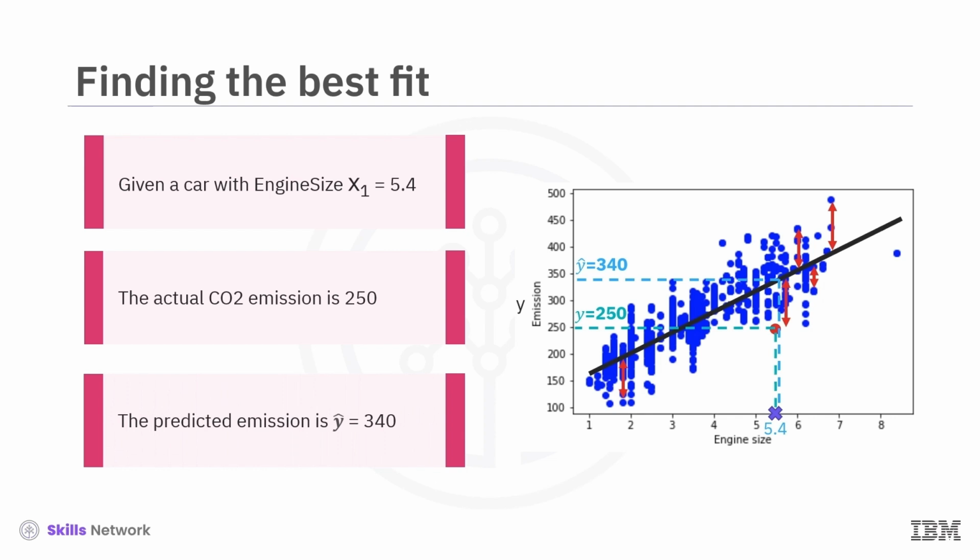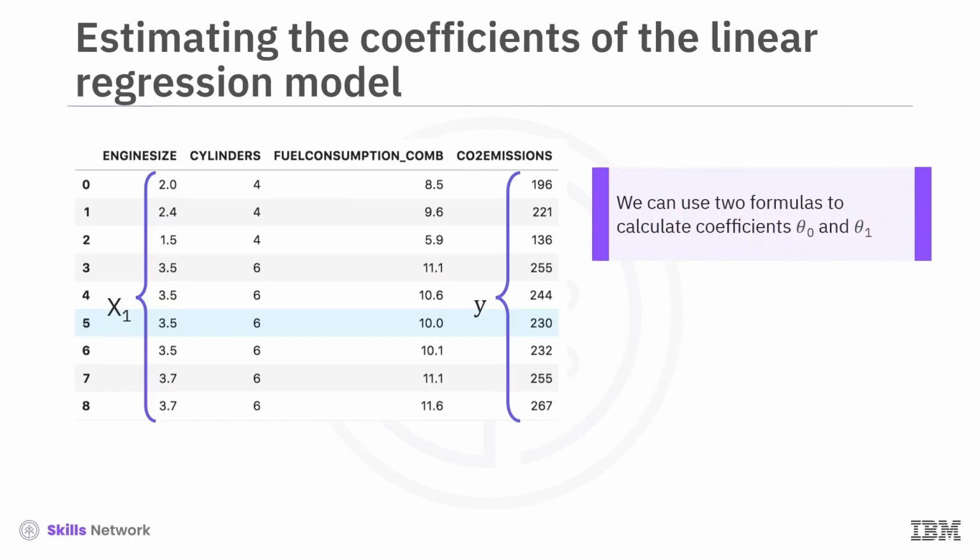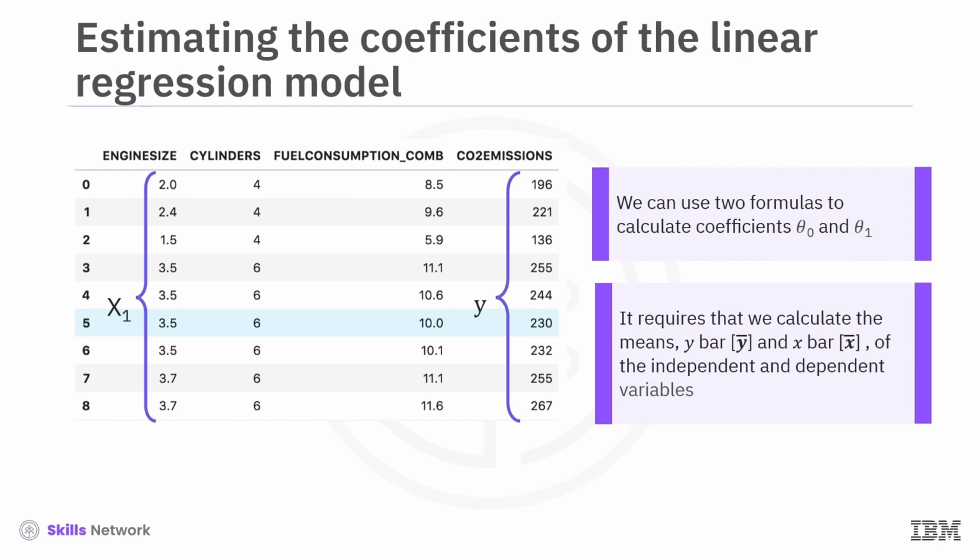Mathematically, it can be shown by the equation mean squared error, shown as MSE. Linear regression aims to find the line for minimizing the mean of all these residual errors. This form of regression is commonly known as ordinary least squares regression, or OLS regression. We can use two formulas to calculate the coefficients theta 0 and theta 1 of the linear regression model. The solution was derived independently by the mathematicians Gauss and Legendre in the early 1800s. It requires that we calculate the means, y bar and x bar, of the independent and dependent variables.